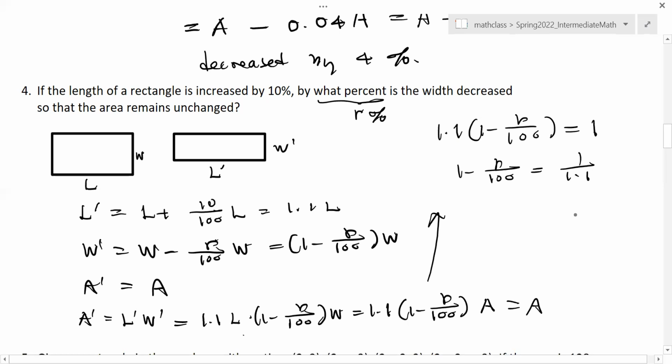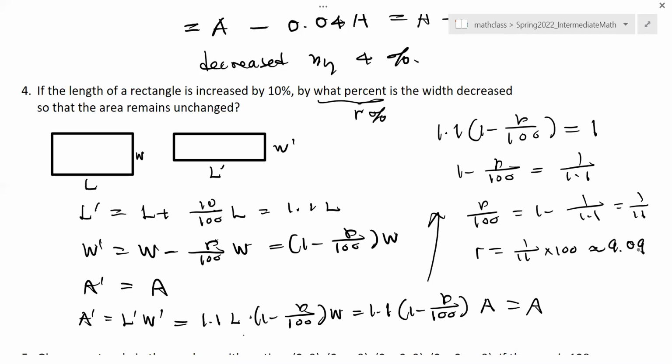Okay, right? And from here, you solve for it. You can multiply by 10. So this is going to be actually 1 over 11. Okay, I hope you understand that. So I is going to be 1 over 11 times 100, which is about 9.09. Okay, so it's close to 9%. So that means the width has to decrease by around 9% so you can keep the area unchanged.